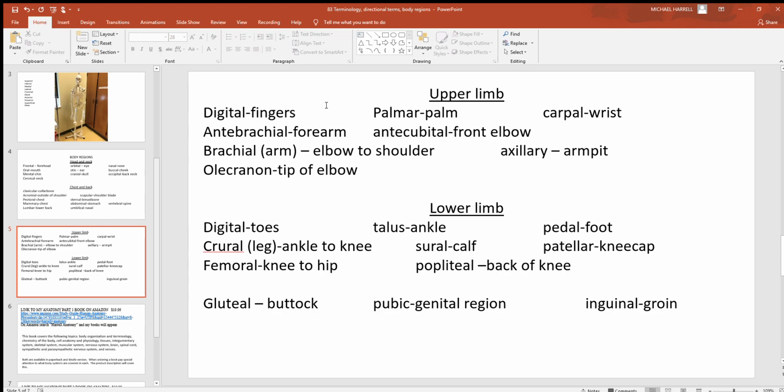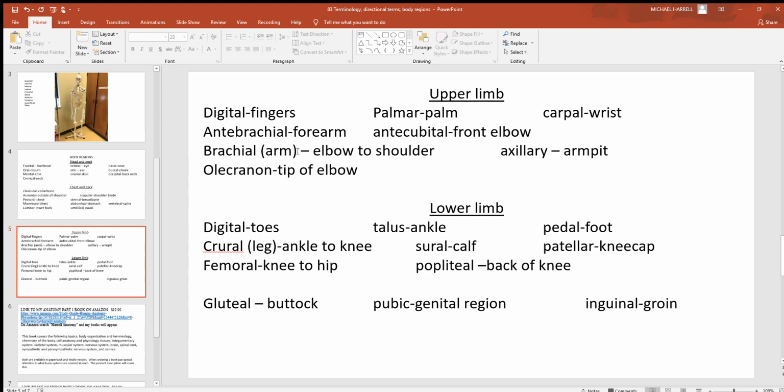Looking at your upper limb, let's start out at the fingers. Those are the digits, so that's the digital region. Palmar for the palm of your hand, those are easy ones there. Carpal for the wrist, you'll see there are 8 carpal bones there in a future video. Antebrachial for the forearm. Antecubital for the front of your elbow. Brachial for elbow to shoulder.